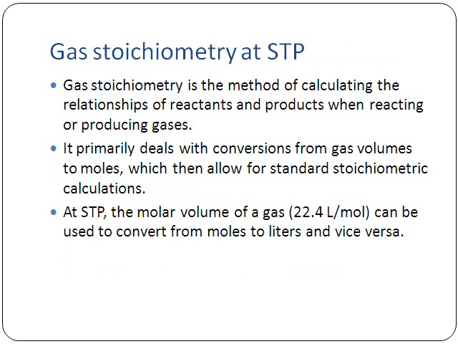Gas stoichiometry, which is basically what we're talking about this unit, is based on this fact. This fact that we can find the molar volume of a gas is going to let us do conversions between one gas in a reaction and a different gas in a reaction, using basically the same stoichiometry principles we talked about before. And so gas stoichiometry is a method of calculating the relationships of reactants and products when reacting or producing gases.